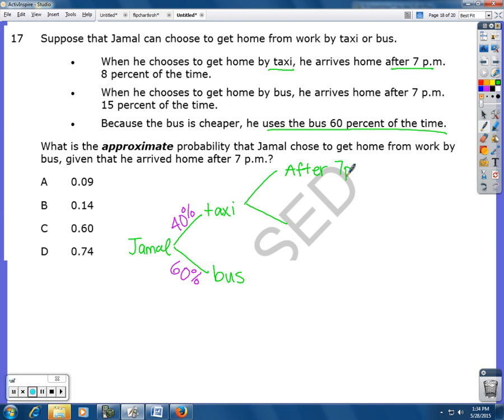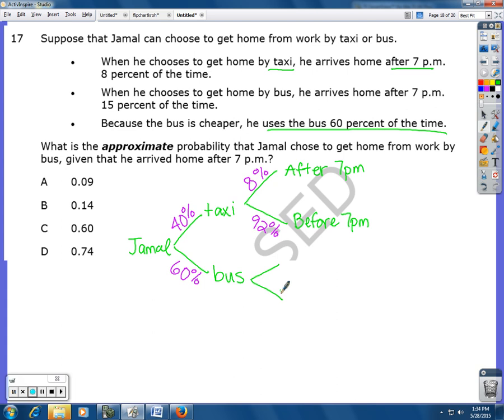Now it says when he chooses to get home by taxi, he arrives home after 7 p.m. 8% of the time. So if he takes a taxi, 8% of the time he gets home after 7 p.m. That means that when he takes the taxi, 92% of the time he gets home before 7 p.m. If you're wondering how I got this number, I just took 100% and took 8 away.